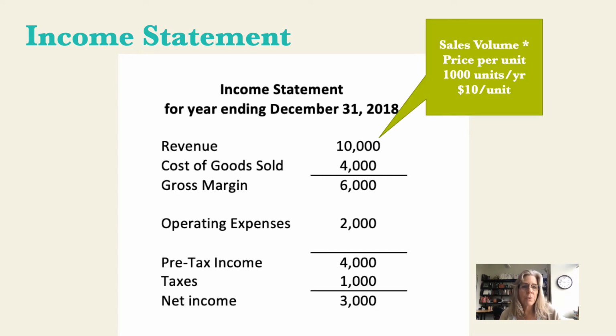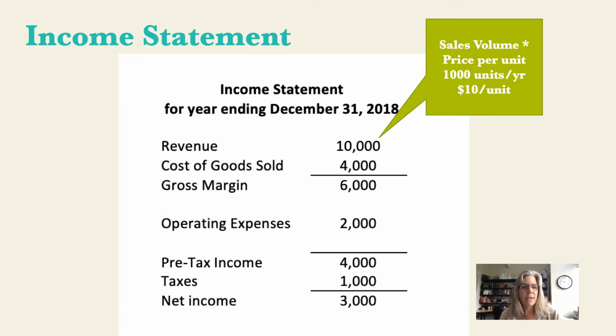So the first thing that you will usually see is revenue or sales. Now, in the simplest form, it's the volume that you're selling times the price. So in this case, we're selling 1,000 units at $10 per unit. Now, of course, companies usually sell more than one type of units. So this particular revenue would be summed across all types of units to get the total revenue.